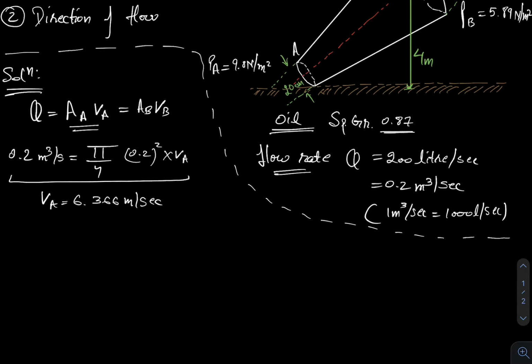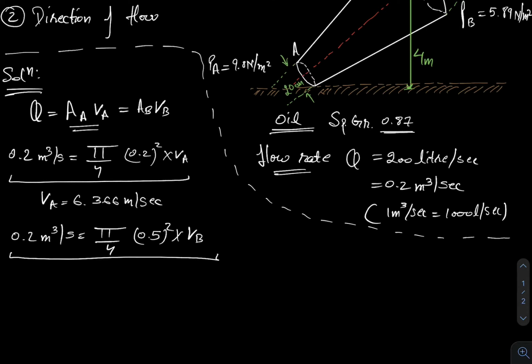Okay. Similarly for point B, it will be pi by 4 into 0.5 whole square into VB. Okay, so here we will find VB will come out to be 1.0185 meter per second.